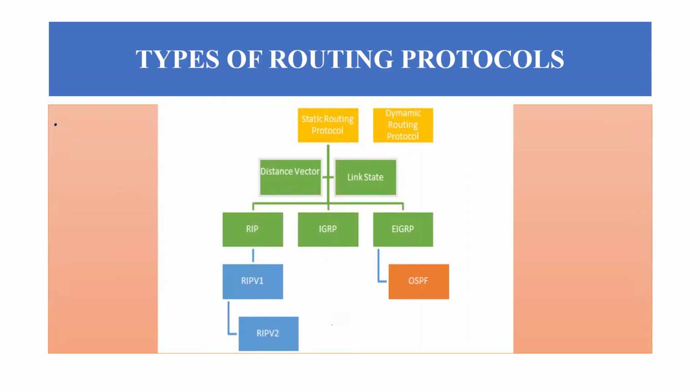Now they can also be classified under distance vector and then link state routing. So if you see the dynamic protocols there, they can further be classified into two, either distance vector or the link state. Now the examples are given here. You have the RIP and then you have the IGRP and then the EIGRP. We have the OSPF. Those ones fall under the link state.